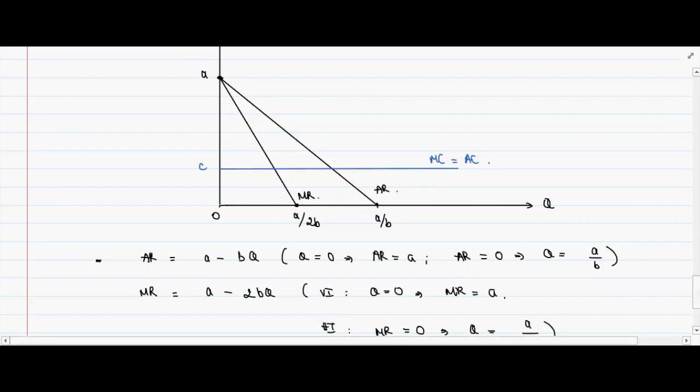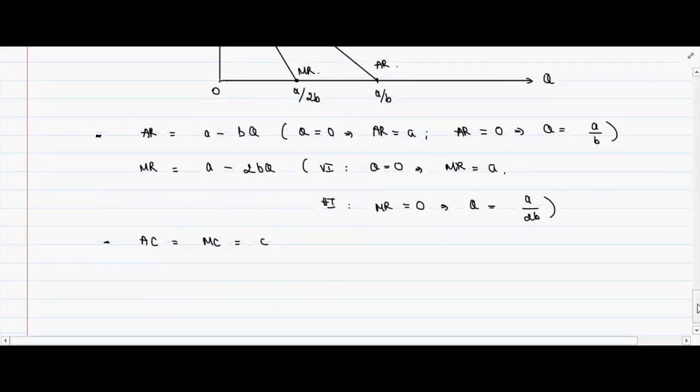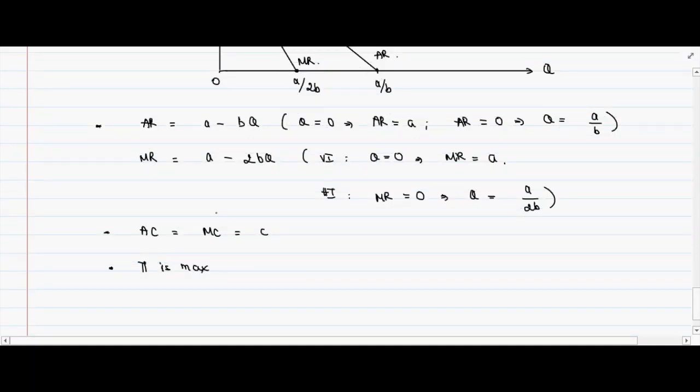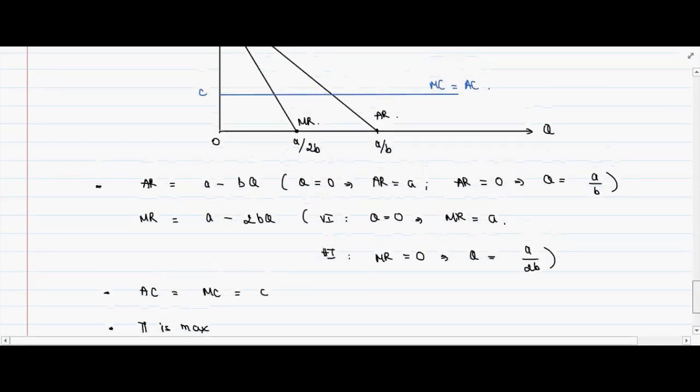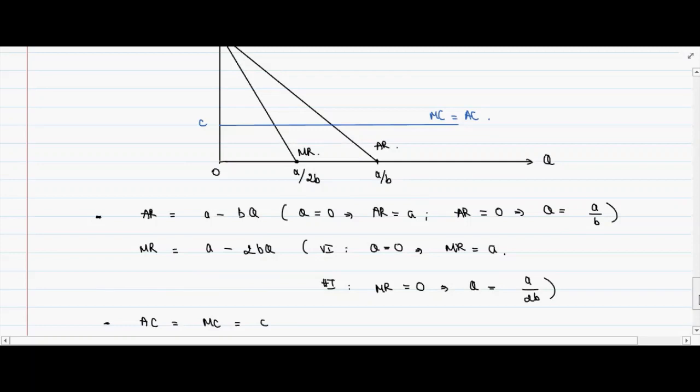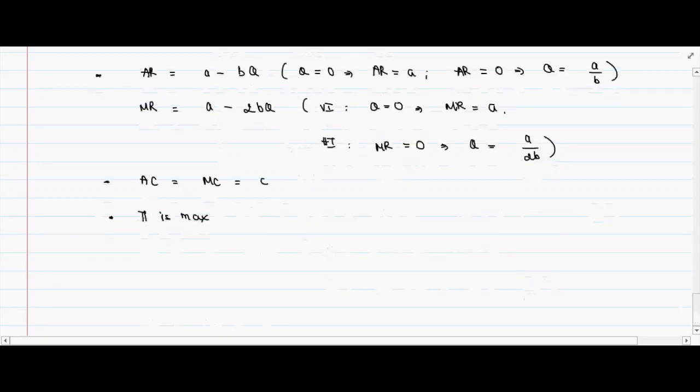Alright, so on the diagram I would want to indicate the quantity Q star, which is the quantity at which the profit is maximized. Now, we know that the profit is going to be maximized at the point where the marginal revenue is equal to marginal cost. Because as you can see, the profit is just the total revenue minus the total cost.